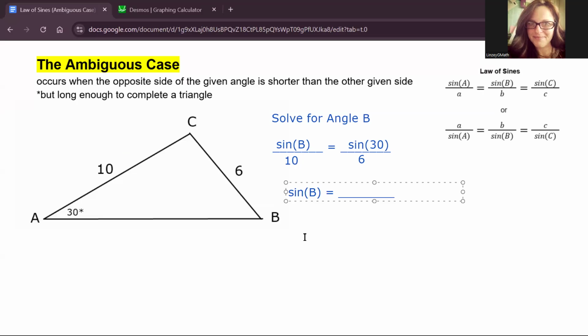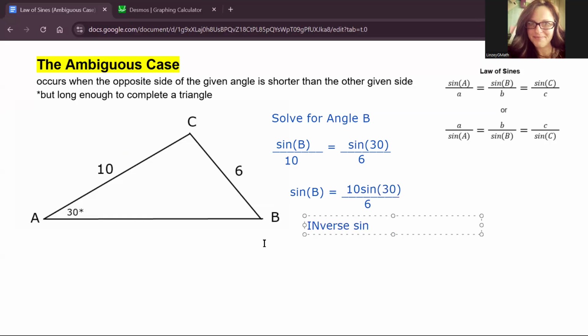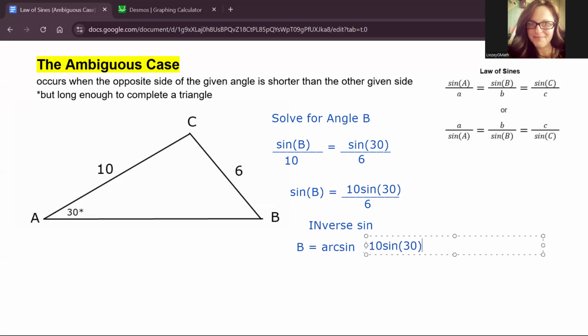We'll multiply by 10, bring it over to the other side of the equal sign. And then we need inverse sine to undo sine. We'll take inverse sine or arc sine to solve for the angle. And we'll take arc sine of the entire expression, 10 times sine of 30 degrees, all divided by 6. And we'll pop that in the calculator.